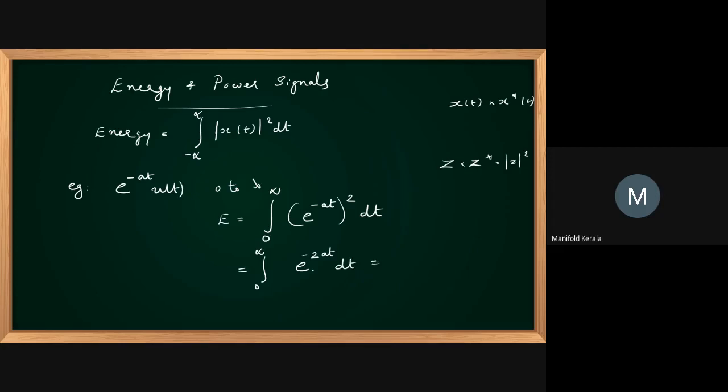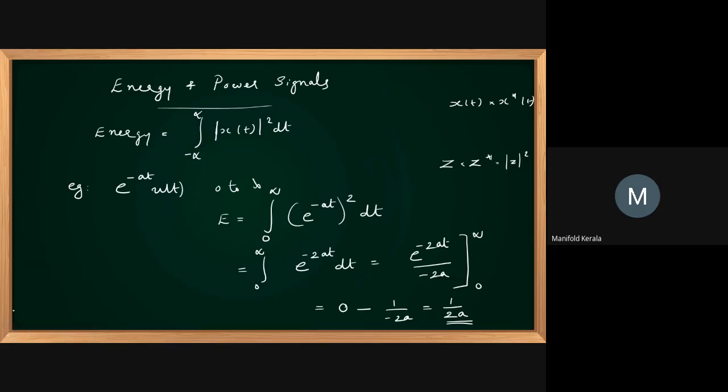Now if you do the integration, the integral of e raised to minus 2at is e raised to minus 2at whole divided by minus 2a, with limits infinity and 0. If I apply the upper limit, e raised to minus infinity becomes 0, minus, if I apply the lower limit, e raised to 0 becomes 1. So 1 by minus 2a. Minus and minus will cancel out and the answer will be 1 by 2a. This is the energy of this particular signal.